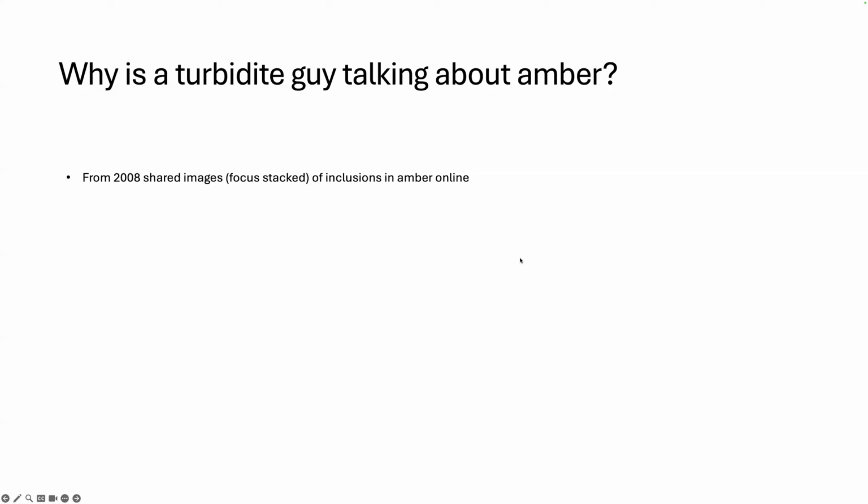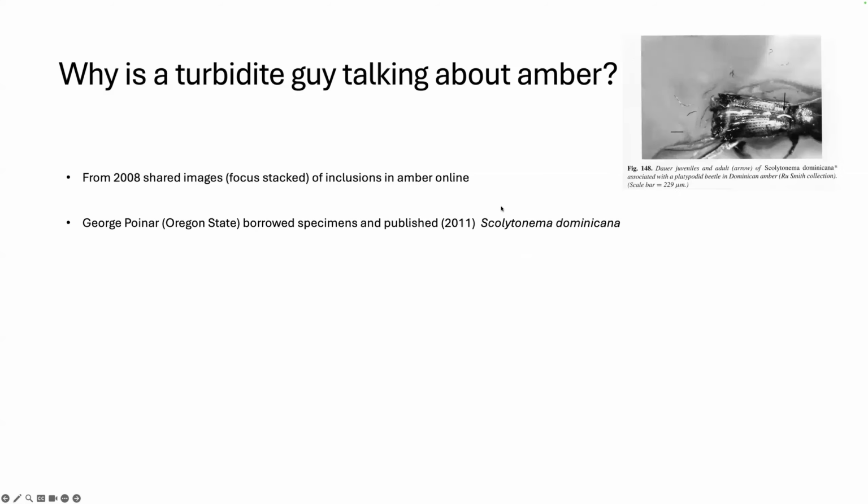And then I started to learn how to make images of these things because they involve high magnifications and very small depth of field. So focus stacking techniques. And I shared those images online and at the same time asked a couple of people, George Poinar of Oregon State and Dave Grimaldi from the American Museum of Natural History in New York, saying, guys, if there's anything interesting here, let me know. So help me with the identifications, but anything interesting and you may borrow and work on. And both of them did borrow specimens.